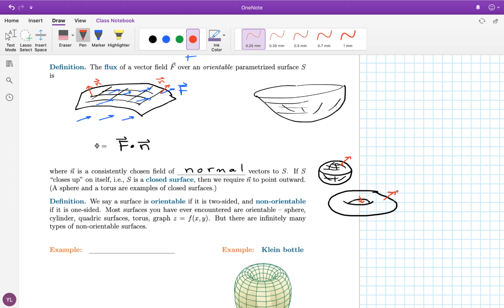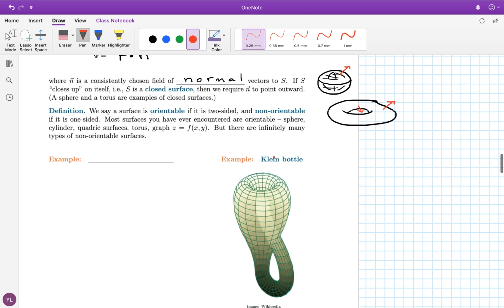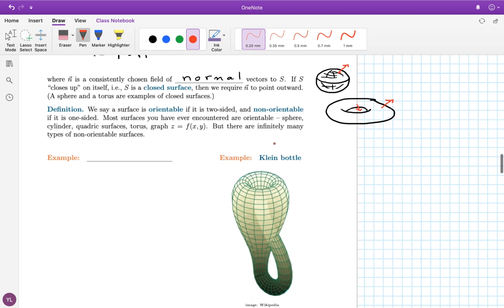However, there are some annoying surfaces that don't have 2 sides to them. So let me start with the most famous example. This is called a Mobius band, or Mobius strip.